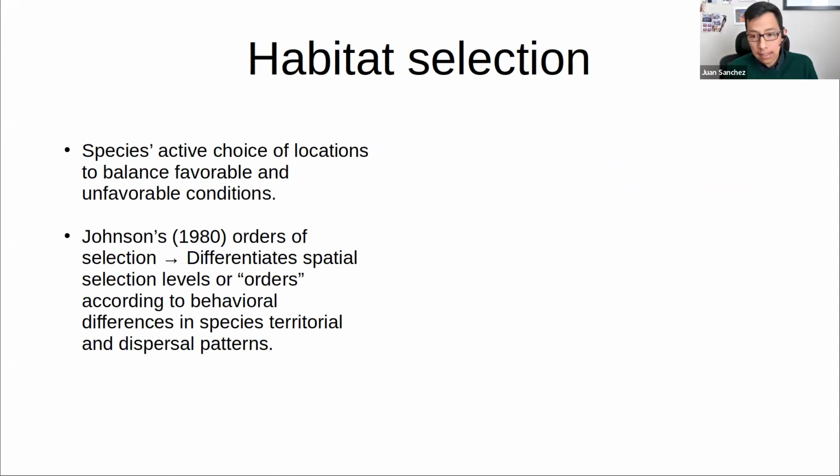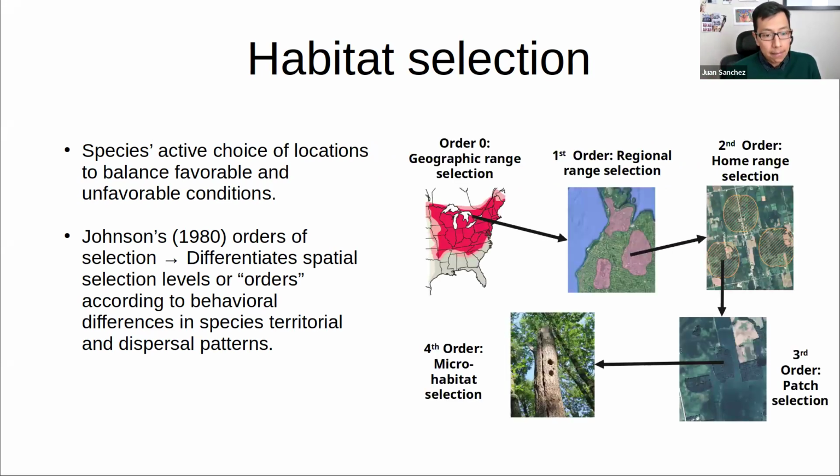The process of habitat selection also occurs across multiple scales. Johnson in 1980 proposed a framework to differentiate the conceptual scales at which the process of habitat selection occurs. He defined five different levels of selection. As you can see in the graph, these different levels are spatially delimited, and we can think about processes that occur from a geographical scale to processes occurring only at the microhabitat scale, at very small scales. So for my research, I decided to focus on home range selection.